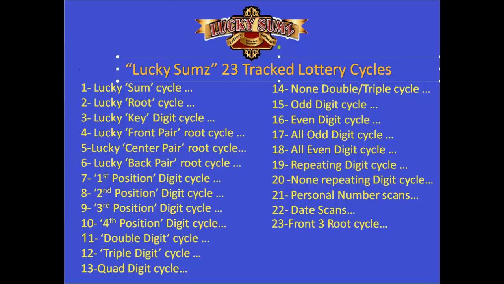Lucky Sumz 23 tracked lottery cycles: Lucky Sum, Lucky Root, Lucky Key, Lucky Front Pair, Center Pair, Back Pair, First Position, Second Position, Third Position, Fourth Position, Double Digit, Triple Digit, Quad Digit, Non-Double Triple Digit Cycle, Odd Digit, Even Digit, All Odd Digit Cycles, All Even Digit Cycles, Repeating Digit, Non-Repeating Digit, Personal Number Scans, Date Scans, and Front 3 Root Cycle Scans.